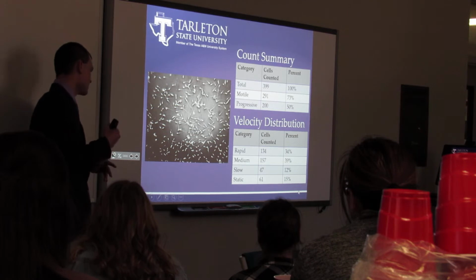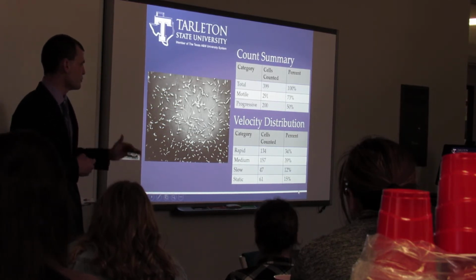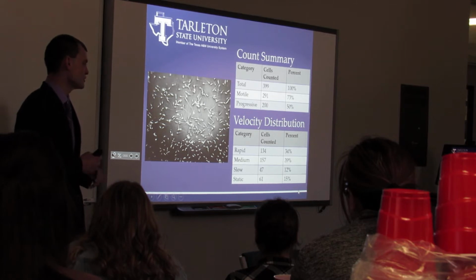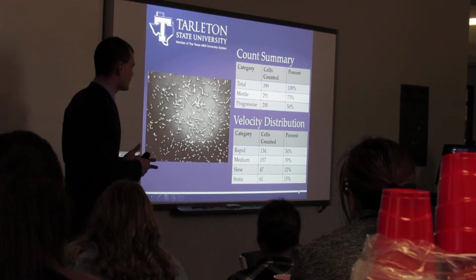Within that, we have velocity distributions of how fast these cells are moving. So rapid moving cells, medium moving cells, and slow moving cells. And then cells that are exhibiting no motility, or they're static.